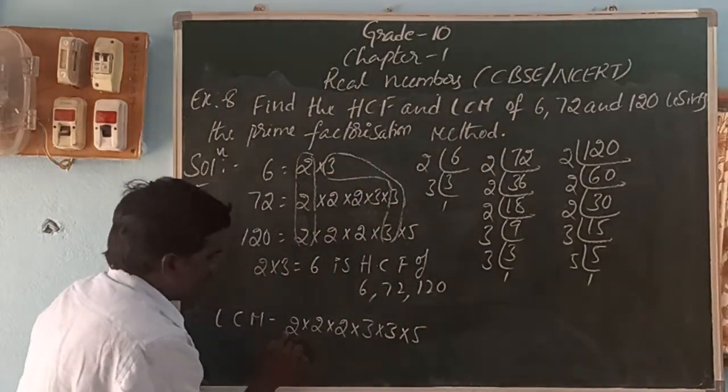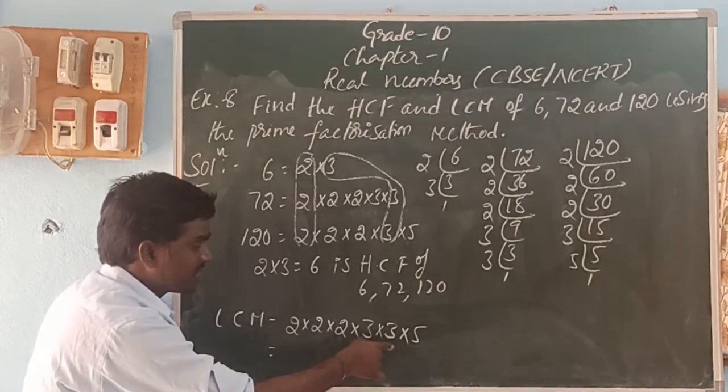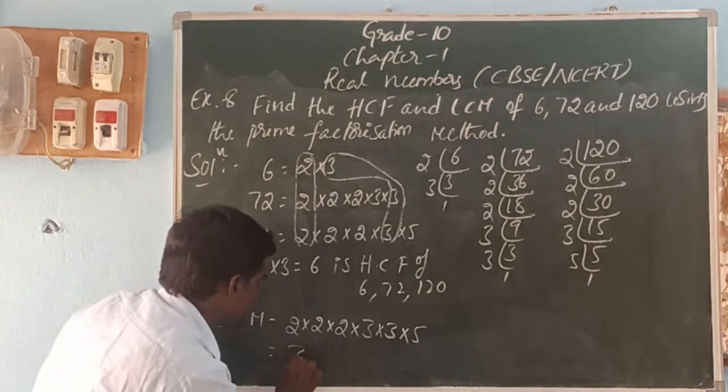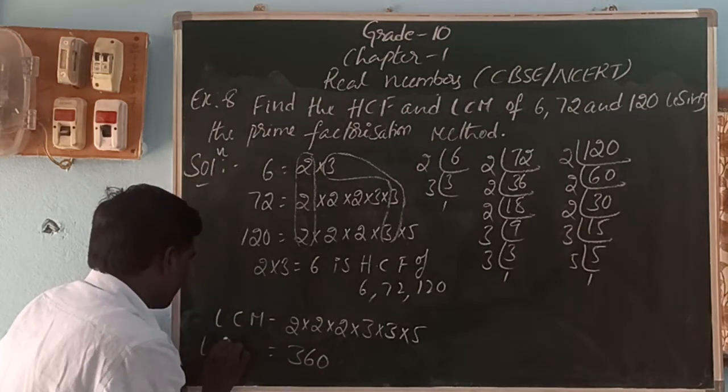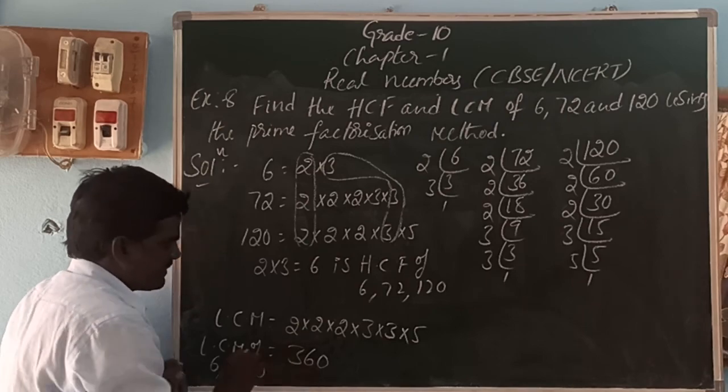So 2 times 2 is 4, 4 times 2 is 8, 8 times 3 is 24, 24 times 3 is 72, 72 times 5 is 360. So the LCM of 6, 72 and 120 is 360.